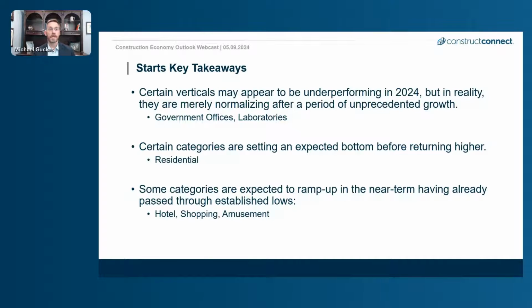So if we think about it, right, government offices and industrial labs, school labs, et cetera, they are coming off of historically high 2023 results. So some of that slowdown is simple business cycle things. Our residential outlook, well, we expect that to nadir, to bottom out in 2024 before turning higher. So we're at the bottom of that business cycle. Hotels, shopping, and amusements, they all reached lows in recent years. And we believe we are primed to see long-run growth there for you. The next one.